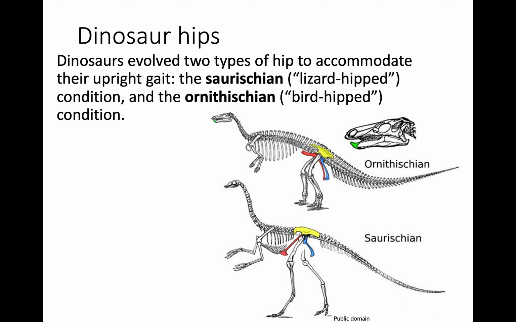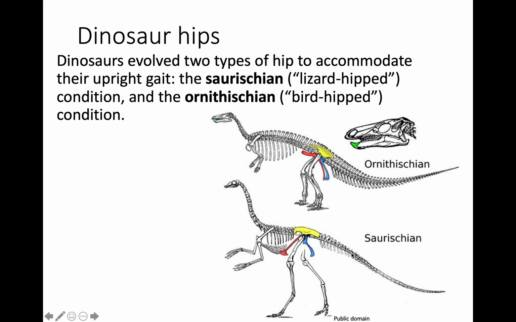Dinosaurs have two types of hips. We do not yet know if the two types of hips represent synapomorphies, so group-defining features, or if it's homoplasy, meaning evolved more than once through time. And we'll talk about why that is in a little bit. But first, we'll just talk about the Saurischian and the Ornithischian hips. The Ornithischian is bird-hipped. The Saurischian is lizard-hipped. Funnily enough, the Saurischians actually give rise to birds.